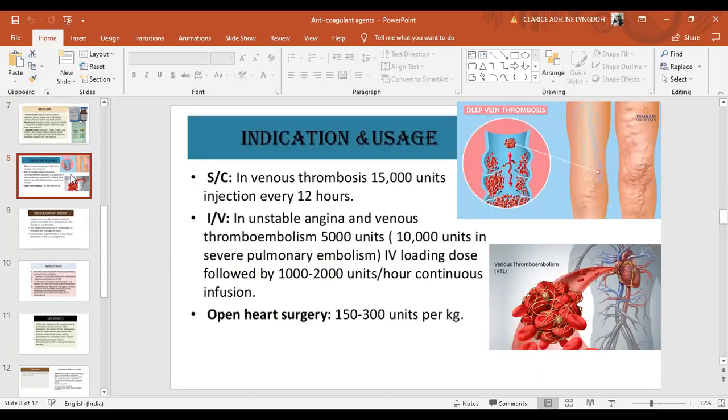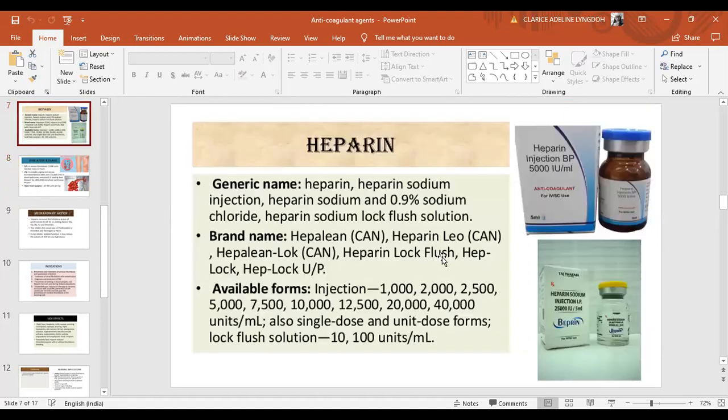And not only that, if the patient is having a central line, we have to keep that central line open. There should be no obstruction, there should be no blood clot in the central line. So we can flush it with heparin injection. We call it heparin lock flush. We can use this so that the central line will be clear, with no obstruction.